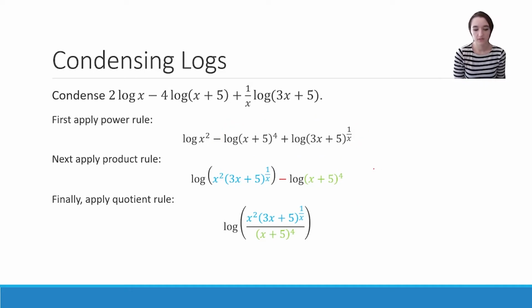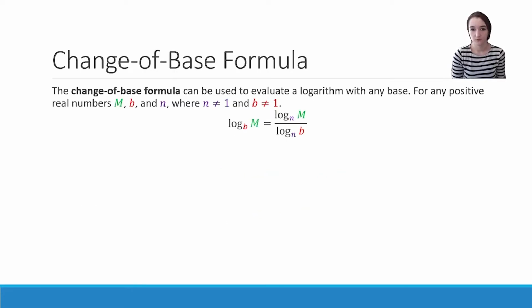So we get, in the end, log, still the common log, still the same base as before, log base 10, of x squared times (3x plus 5) to the 1 over x power, divided by (x plus 5) to the 4th. And our final property of logs is the change of base formula.